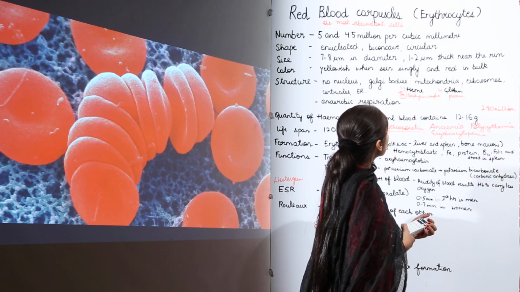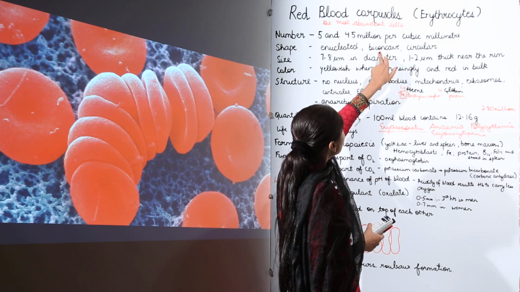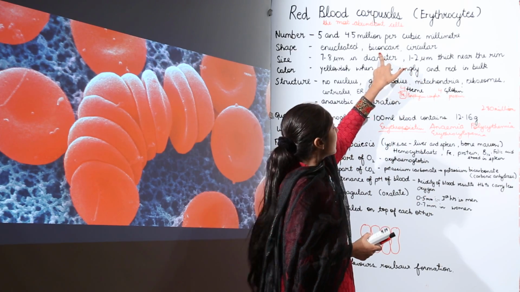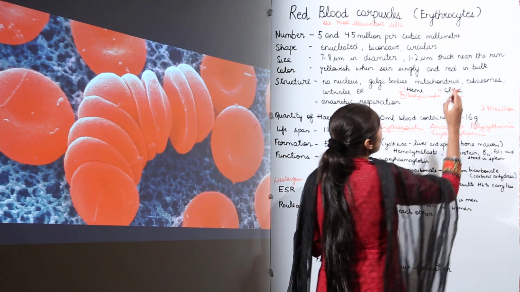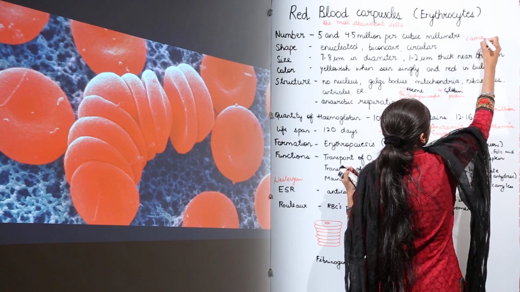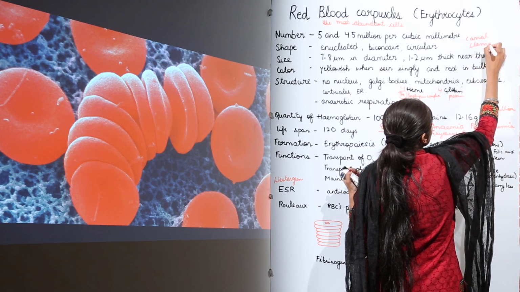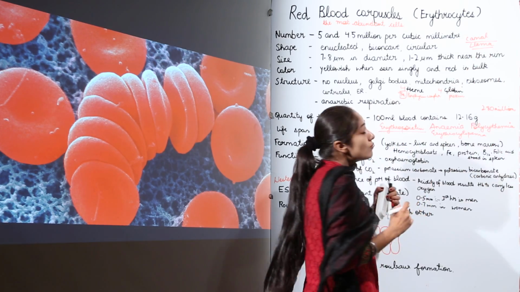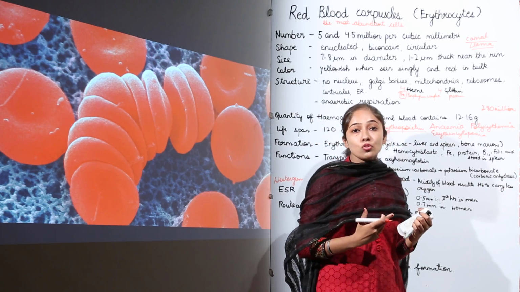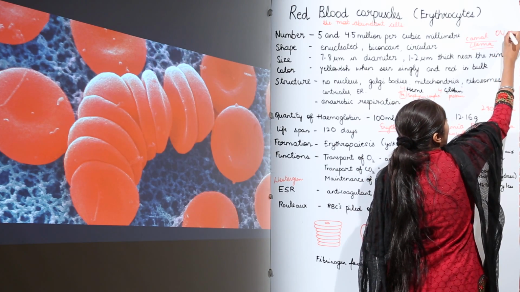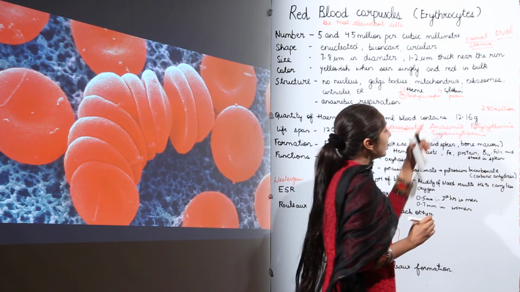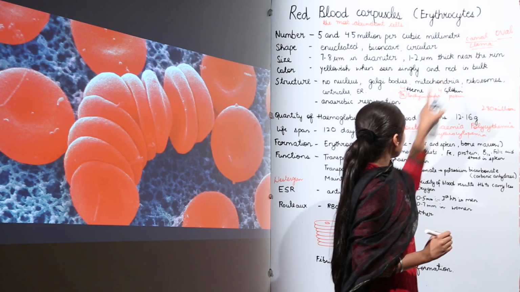And here I also want to tell you, when we talk about the biconcave shape of the erythrocytes, this biconcave shape is not there in the case of camel and llama. So some animals do not have a biconcave shape of RBCs. They have RBCs which are oval in shape.